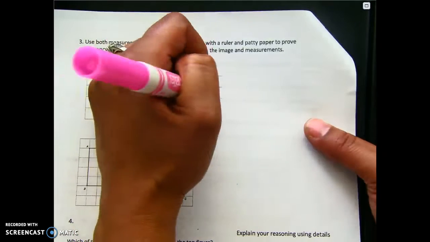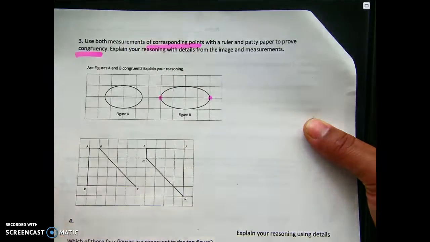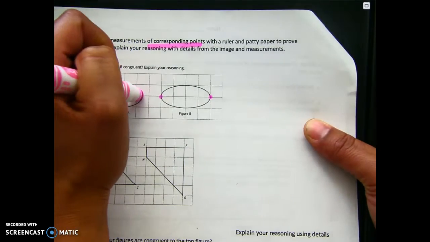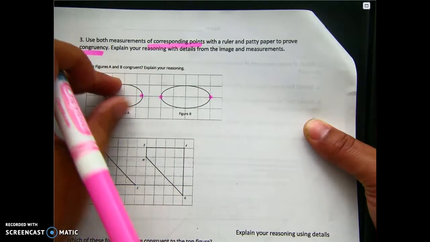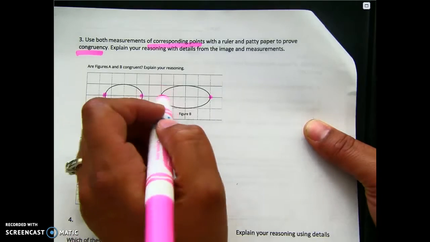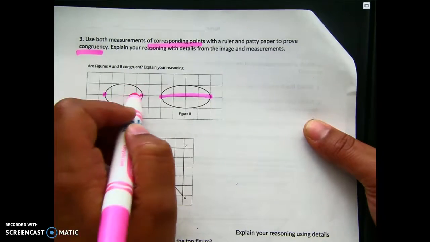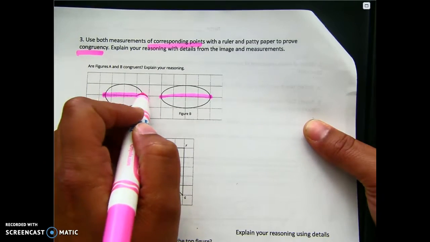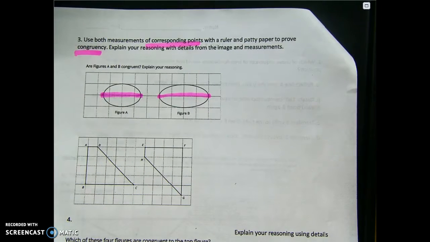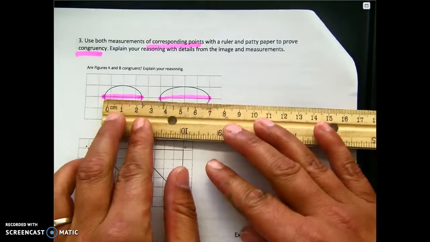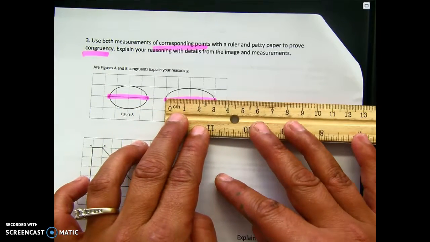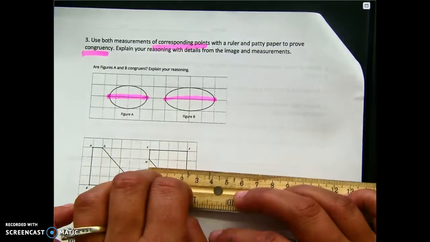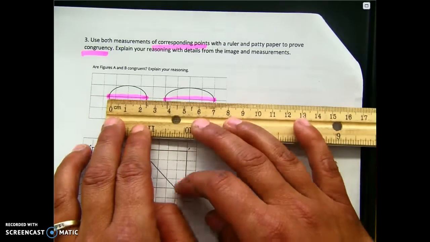So I'm going to mark corresponding points. That means points that would be in the same position. If I pick this up and put it on top, where would these points meet up? Where would they correspond? And I am going to connect those by a line. So the thought of this is if I measure this one and measure this one, I can prove if they are congruent by the same measurement. I'm saying they're not, so they should be different measurements.